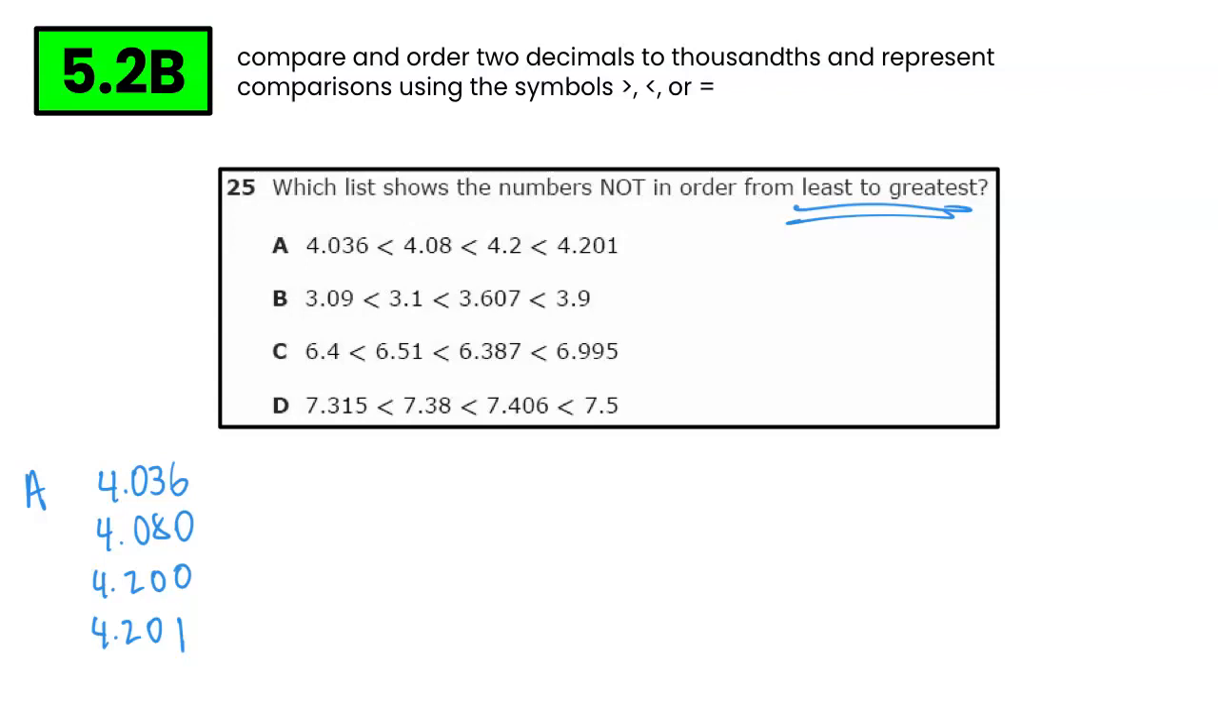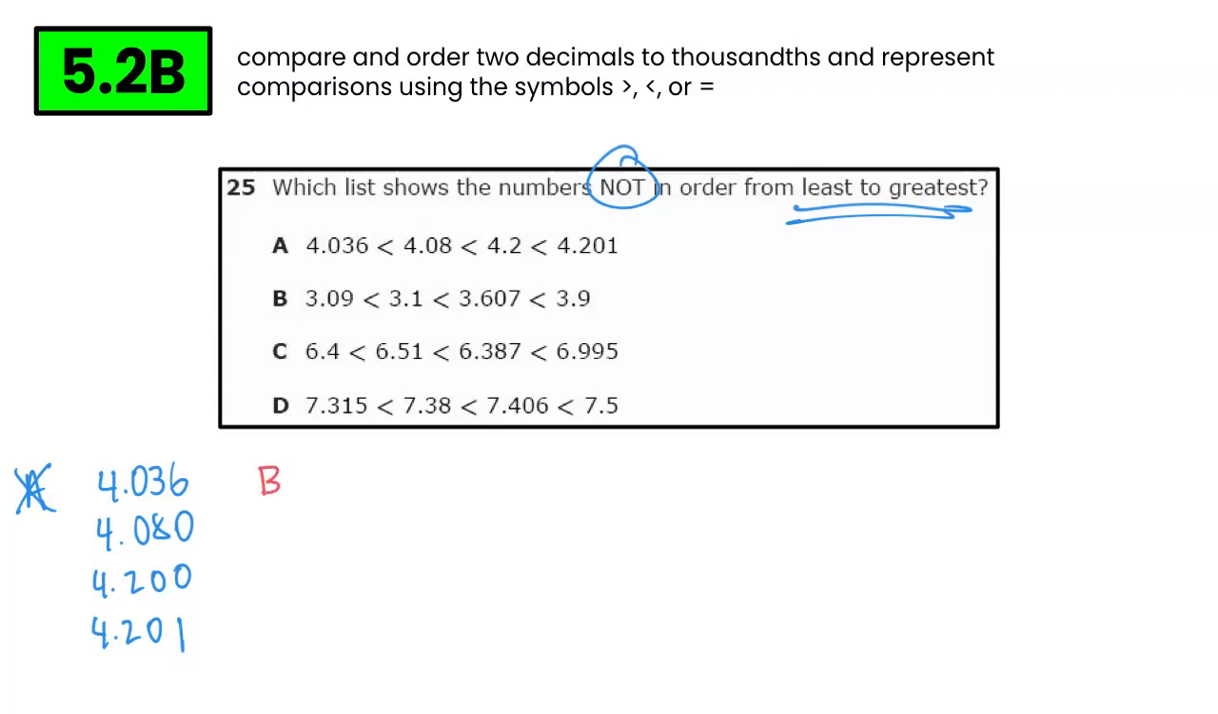And if it goes in order from least to greatest, then we know that is not the correct answer since we had this word not in our question. So looking at this, we have 36 one-thousandths, we have 80 one-thousandths, 200 one-thousandths, and 201 one-thousandths. And so since those numbers go in order from least to greatest in the thousandths place, we know that A is in order from least to greatest and is therefore not the correct answer.